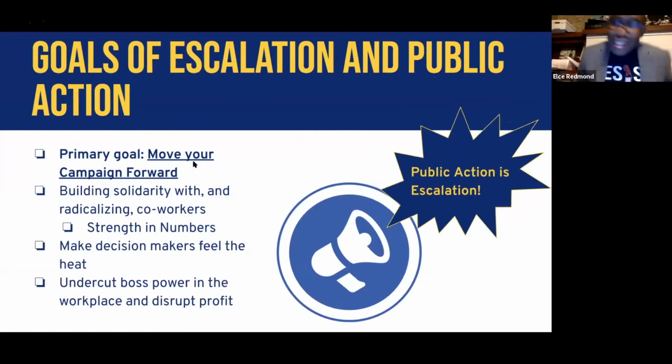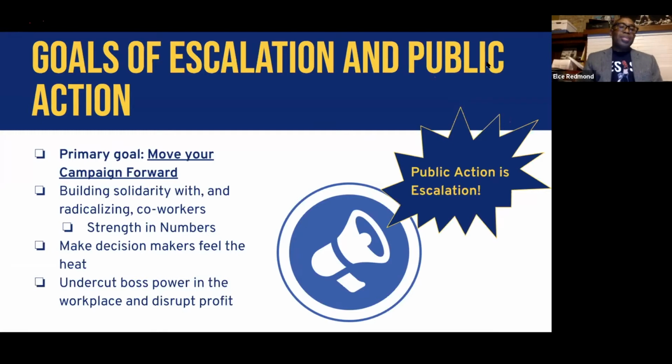All right, so let's get going on this. One of the things we're going to be talking about today is escalation and public action. And exactly what does that mean? We're going to go through these slides and talk about what particular campaigns and what particular tactics we're going to use in terms of escalating whatever actions you have.